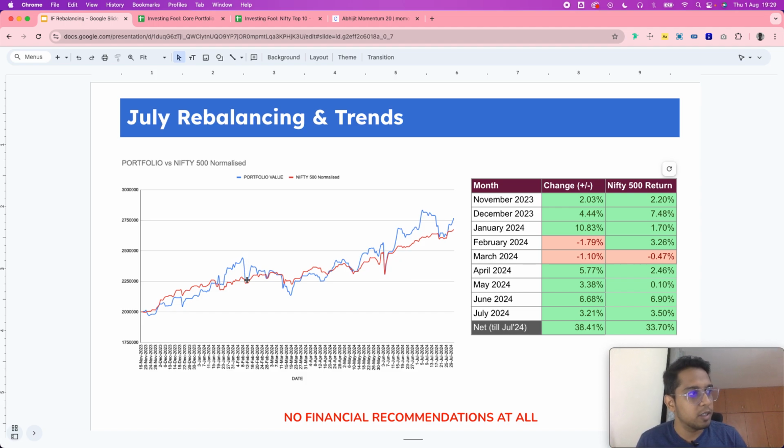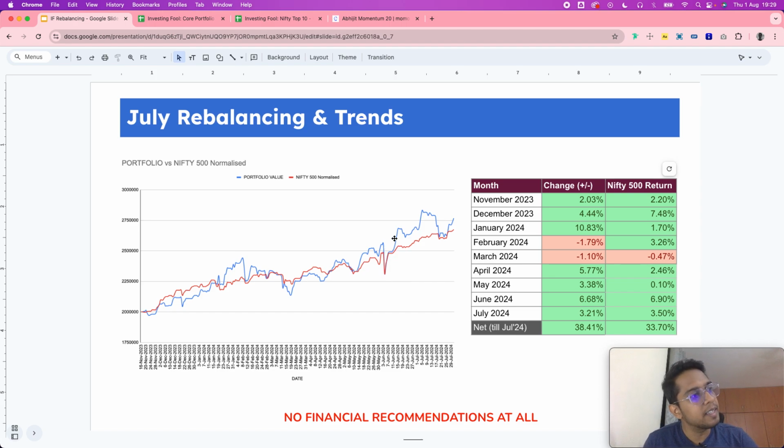So stocks fell quite a bit, right? We had some drawdown in March also. Then here you see this is the June 4 volatility. When election results were not as per our expectations, the market tanked. Obviously, we tanked with the market.